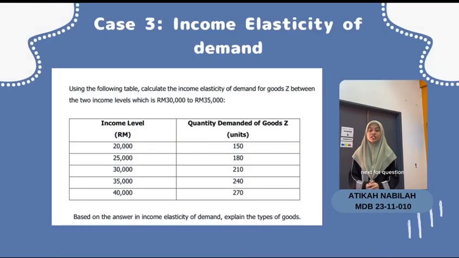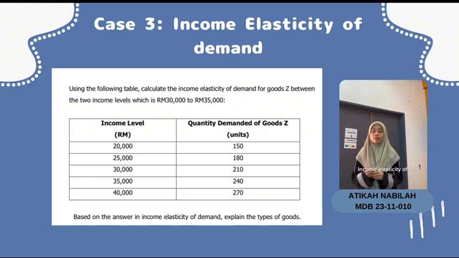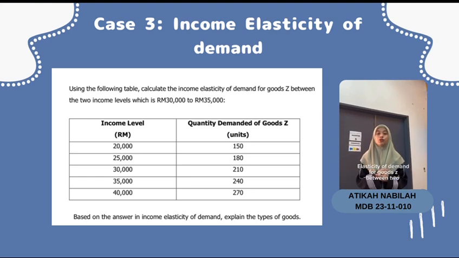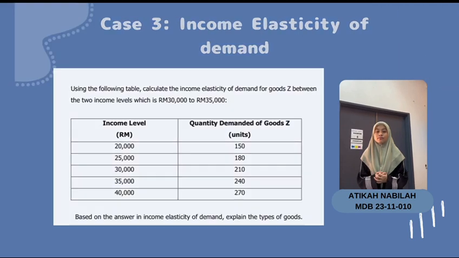Next, for question number 3, income elasticity of demand. Using the following table, calculate the income elasticity of demand for a box set between two income levels, which is 30,000 ringgit to 35,000 ringgit. Based on the answer, in income elasticity of demand, explain the types of goods.